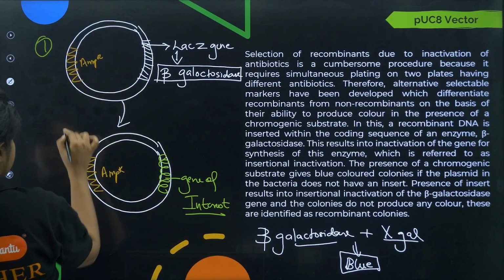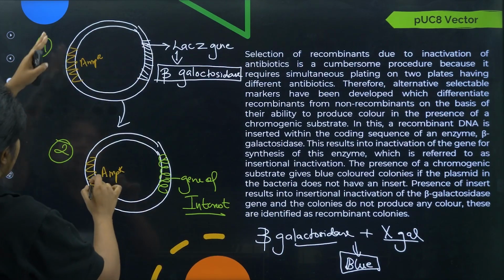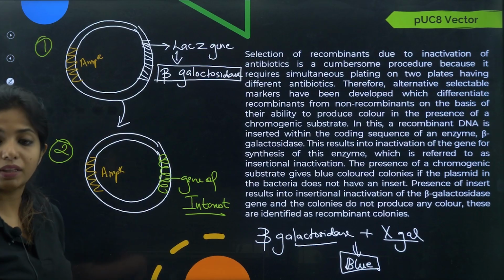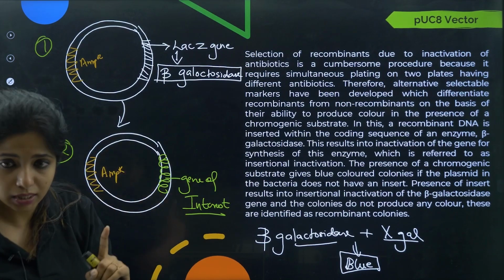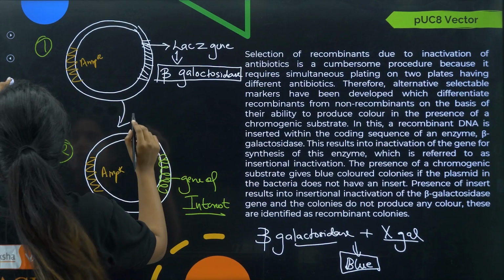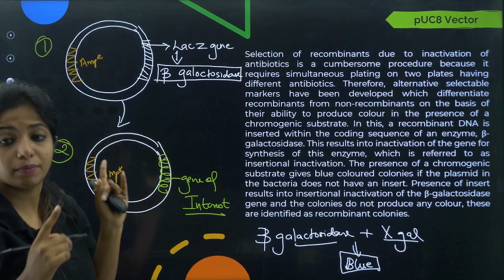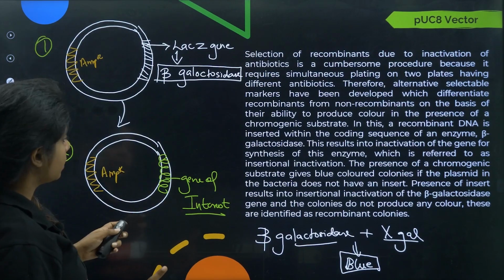Now I have two scenarios. This is the first scenario, this is the second scenario. I have two colonies, and then I put them in a plate. I treat it with ampicillin. First thing, I have to put it in a host. Same thing happens again.